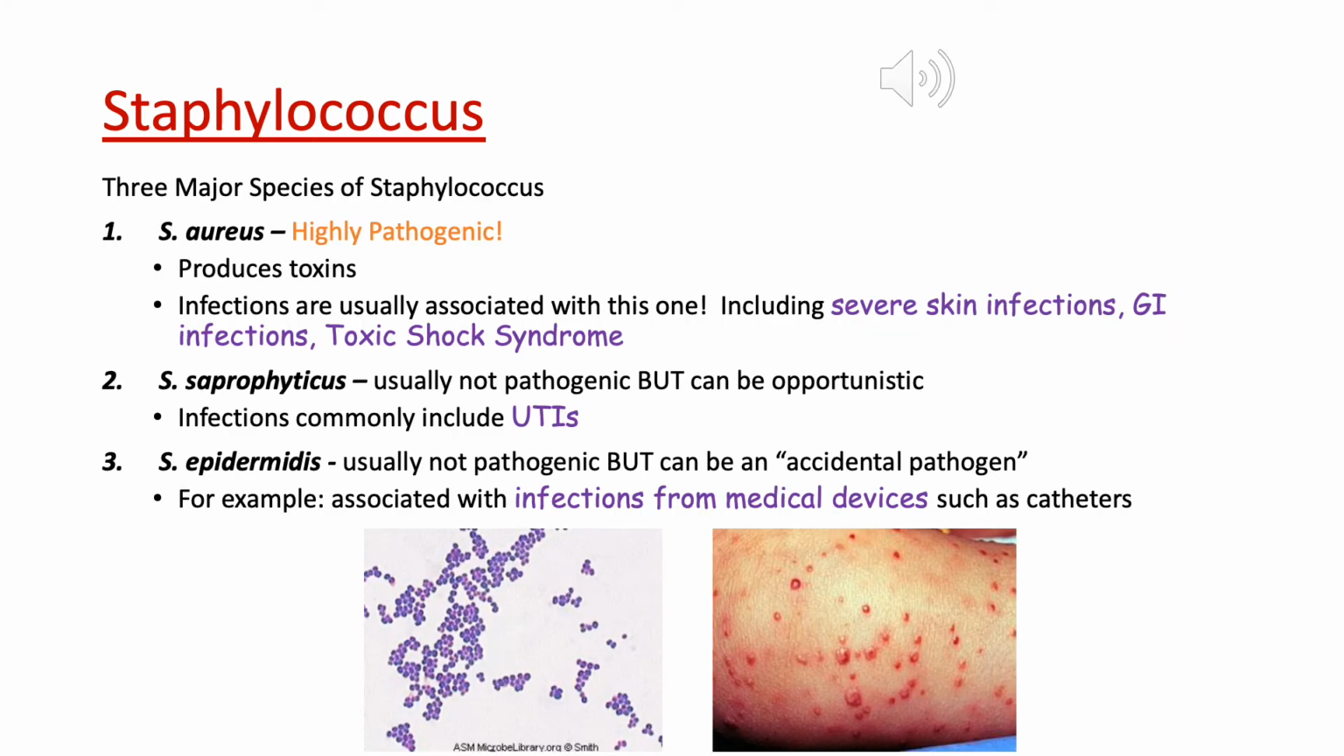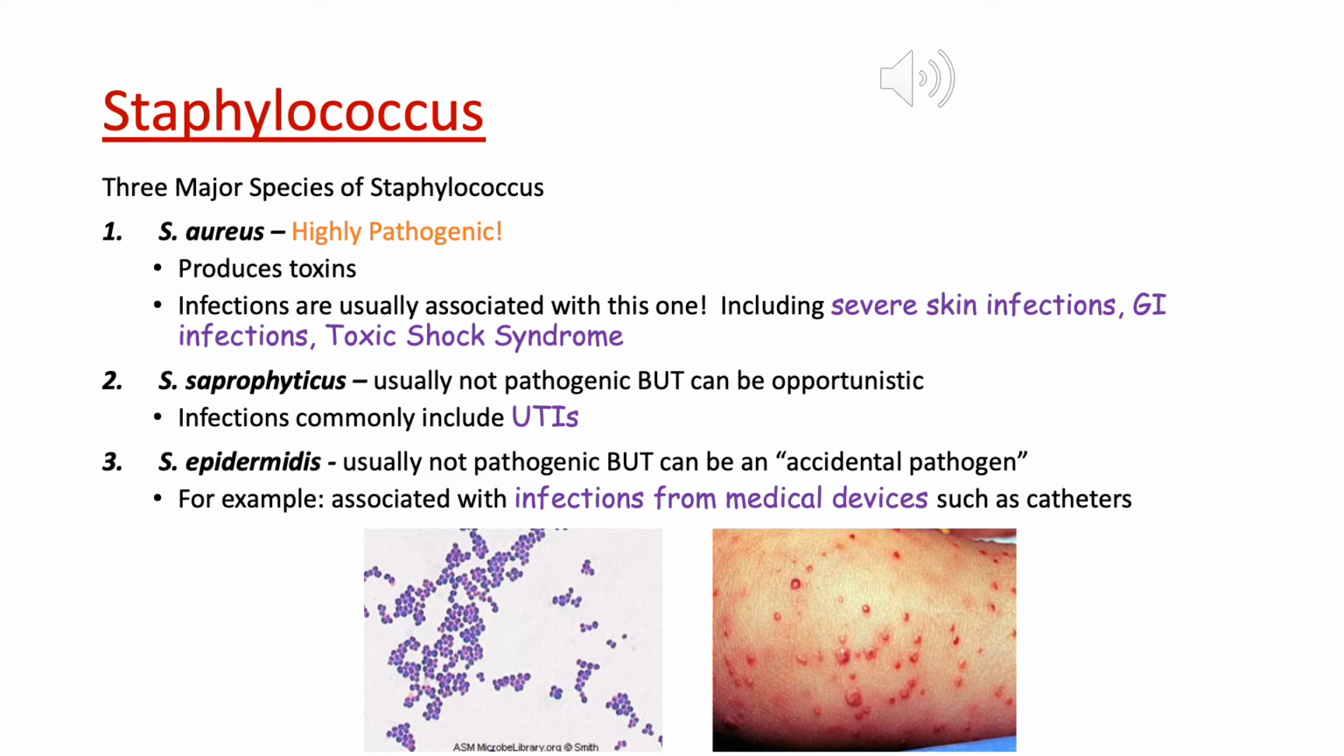There are 3 major species of Staphylococcus that we're going to talk about. The first is Staph aureus, and this is a really dangerous one, highly pathogenic. One of the reasons it's so pathogenic and dangerous is because it produces toxins. Some serious infections are associated with Staph aureus. Serious, severe skin infections can be a result of it. It can cause gastrointestinal infections, and toxic shock syndrome also can occur from Staph aureus if it gets in the bloodstream, and the patient can be septic.